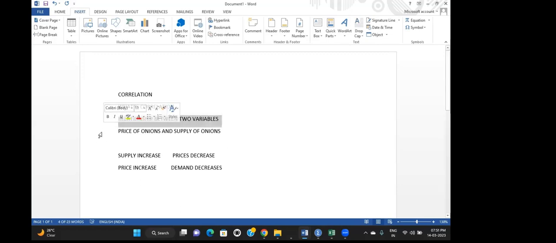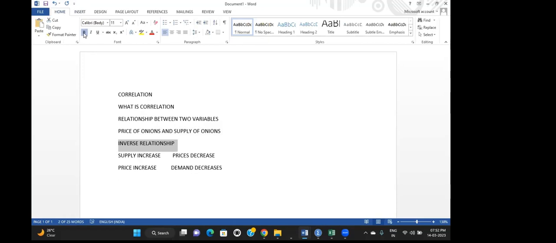So what we are trying to do is find out the relationship between two variables, right? हम दो variables में the relationship find out कर रहे हैं. The prices of onions with respect to demand and supply. If the supply increases, the price will decrease, that is but natural. And if the price increases, the demand will decrease, right? So what kind of a relationship do you find here? Inverse relationship, negative relationship.